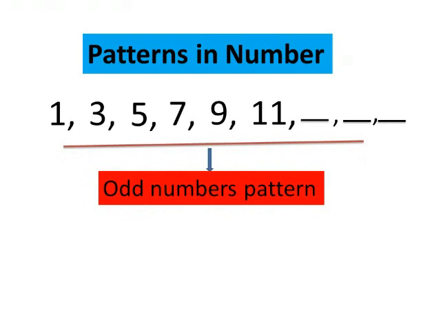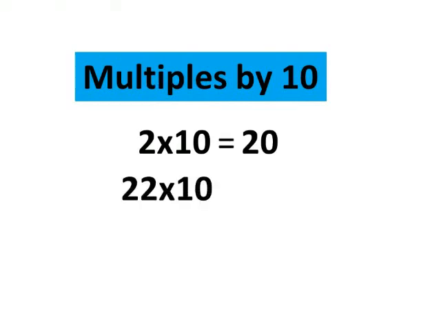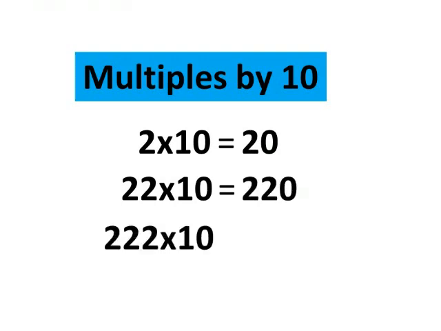Let us also try to understand another pattern of multiples by 10. 2 into 10 equal to 20. 22 into 10 equal to 220. 222 into 10 equal to 2220.